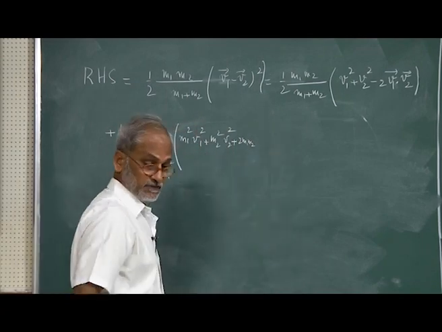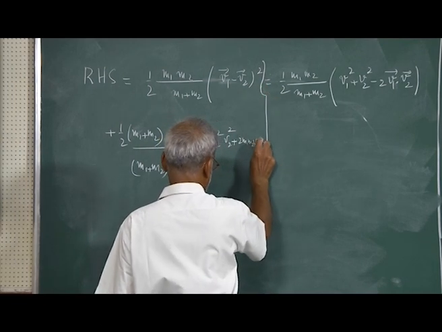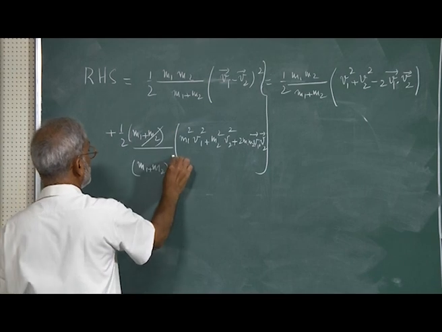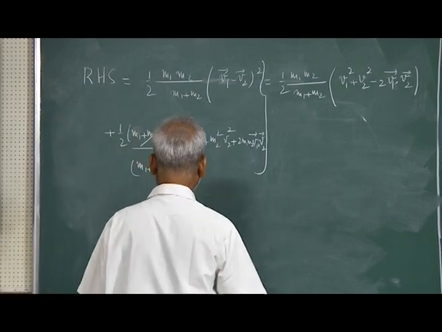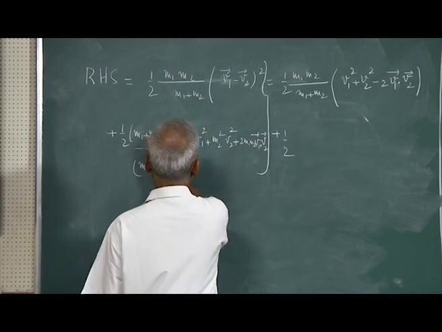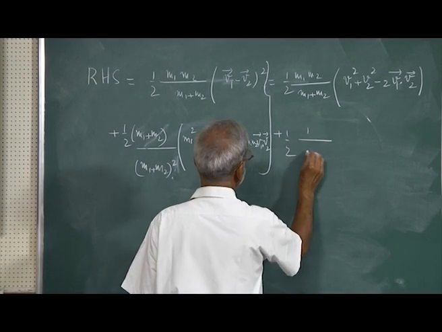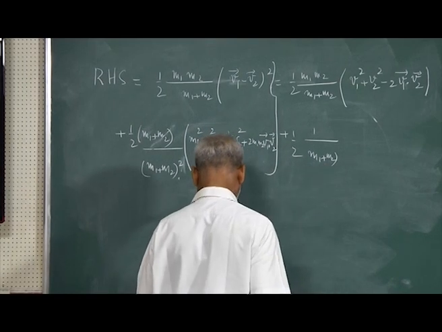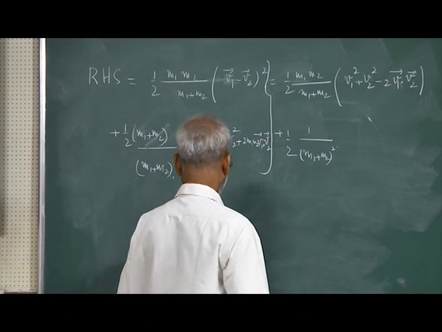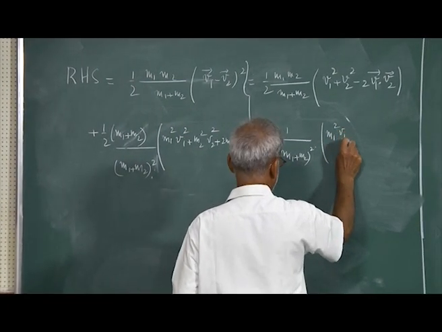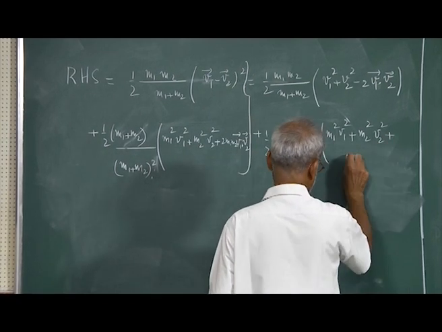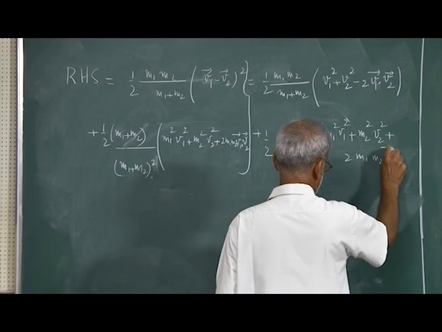plus 2 m1 m2 v1 dotted with v2. Okay, so one term will disappear. This will be plus half of this will disappear, I will have 1 over m1 plus m2 whole squared, and I will have here m1 squared v1 squared plus m2 squared v2 squared plus 2 m1 m2 v1 dot v2.